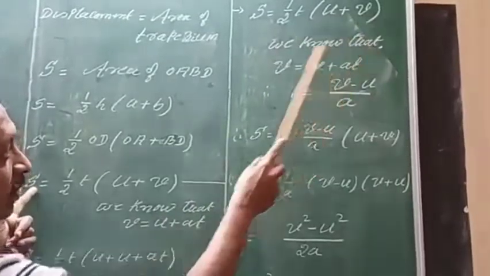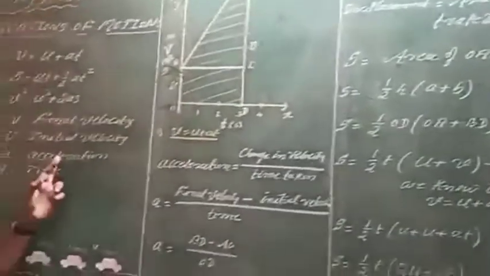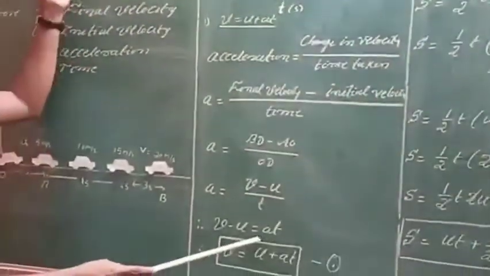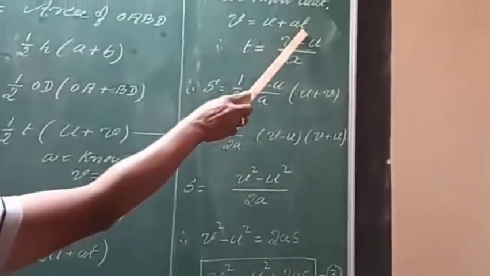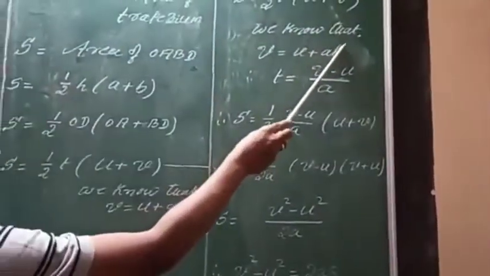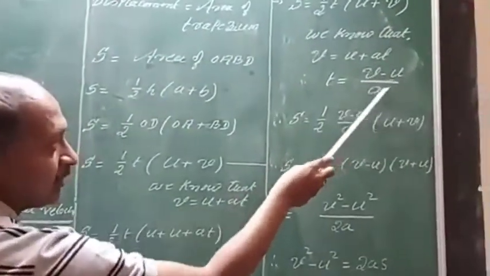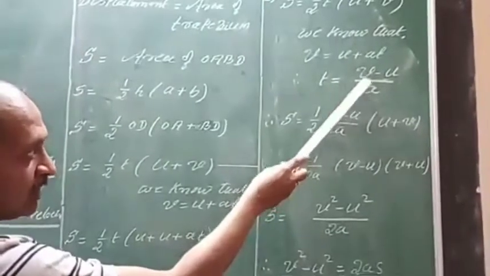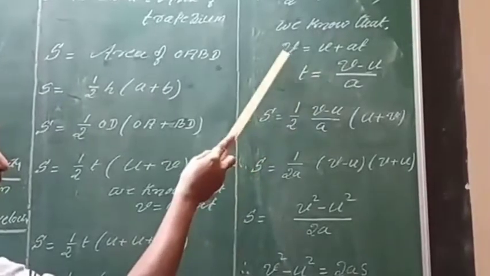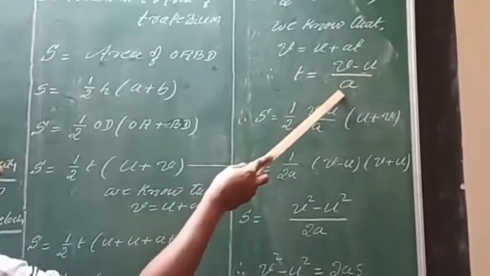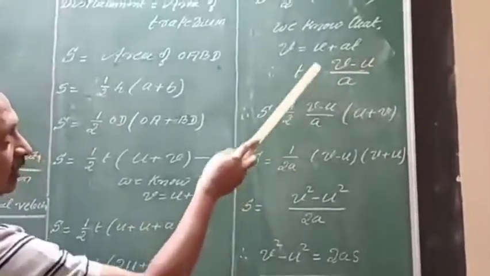We know that V is equal to U plus at from the first equation, which we have already proved. So I want the time taken from this. What is the time taken? t is equal to V minus U divided by a. Just understand this. t here is equal to V minus U divided by a. Substitute this equation here.